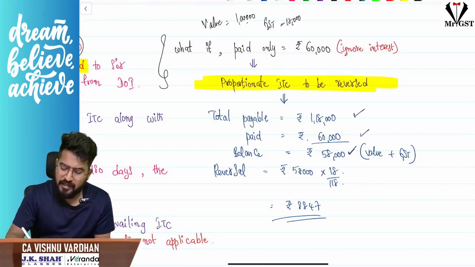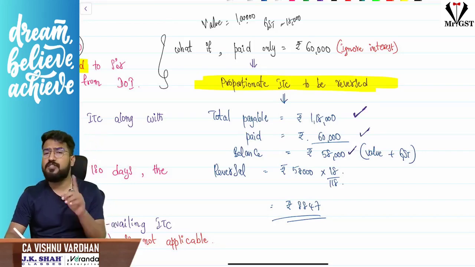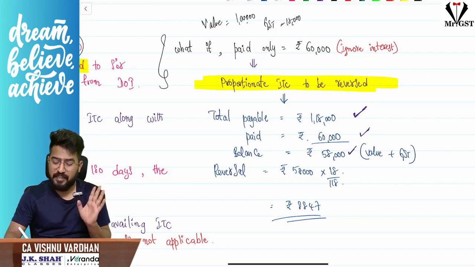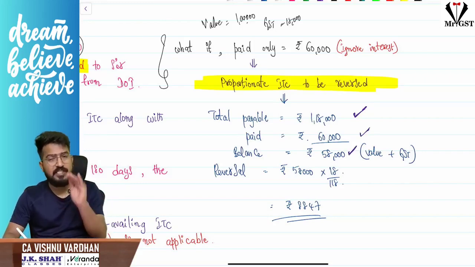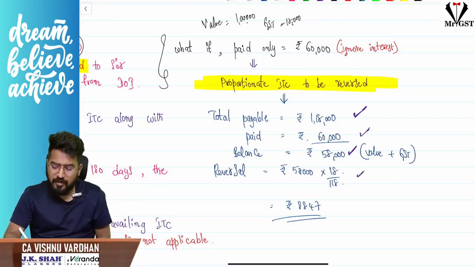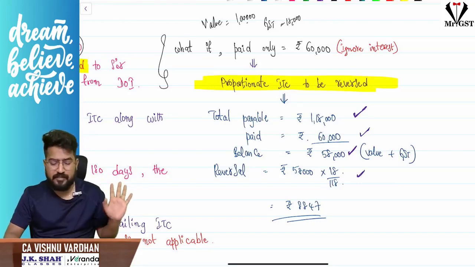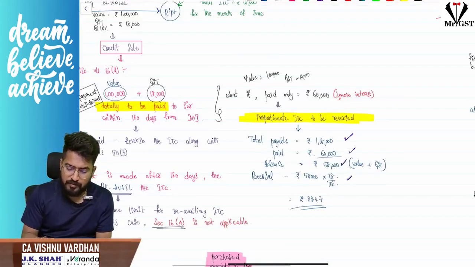But this 1 lakh 18,000 is including GST, and this 60,000 is also including GST. You cannot take it as excluding GST. The balance amount of 58,000 is including GST, which you have to pay. So 58,000 into 18 divided by 118 will give you the reversal amount. 8,847 you have to reverse. Okay, so that is the concept.